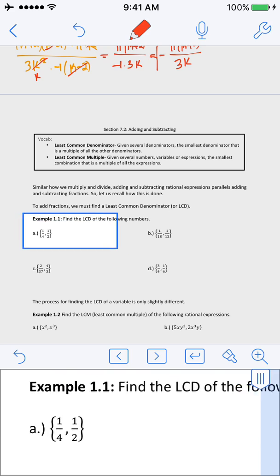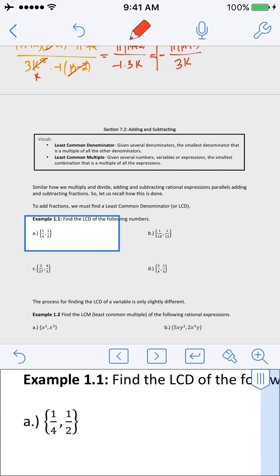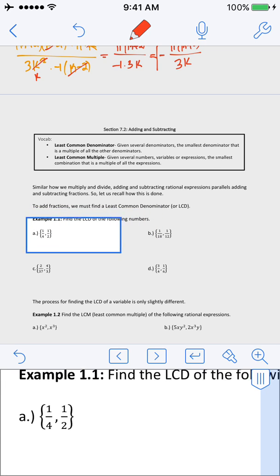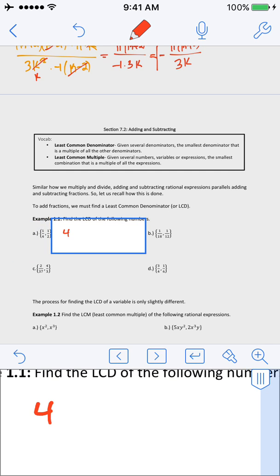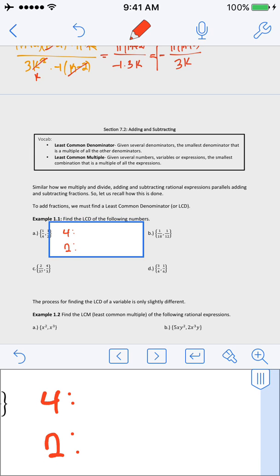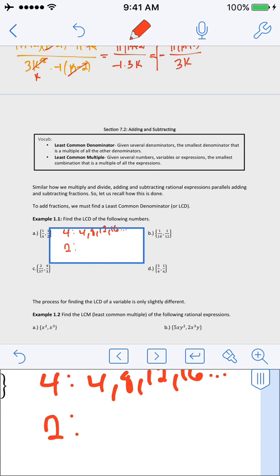So, the least common denominator between 1/4 and 1/2. Well, let's take a look at it. The denominators here are 4 and 2, right? Let's find the least common multiple of these guys. Well, 4 has 4, 8, 12, 16, those are all the multiples, right? 4 times 1 is 4, 4 times 2 is 8, 4 times 3 is 12, 4 times 4 is 16. 2 would be 2, 4, 6, 8, 10, 12.